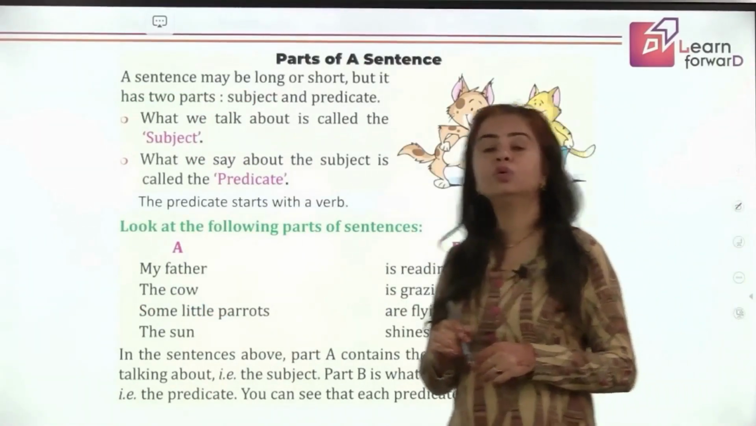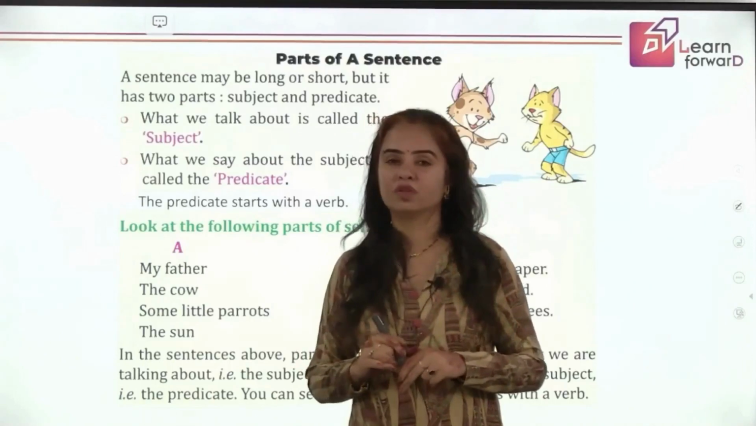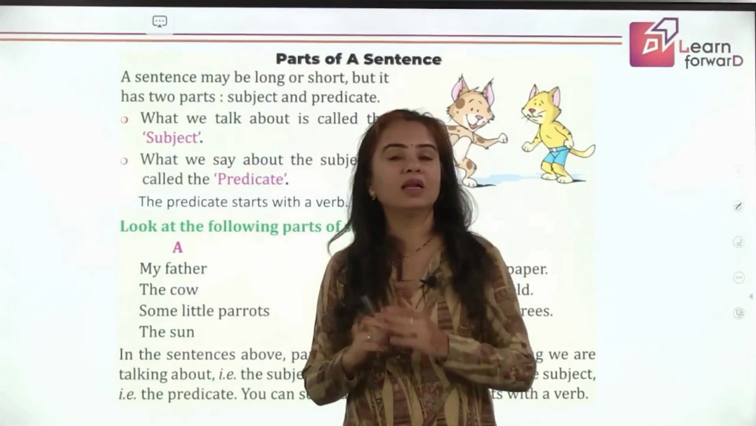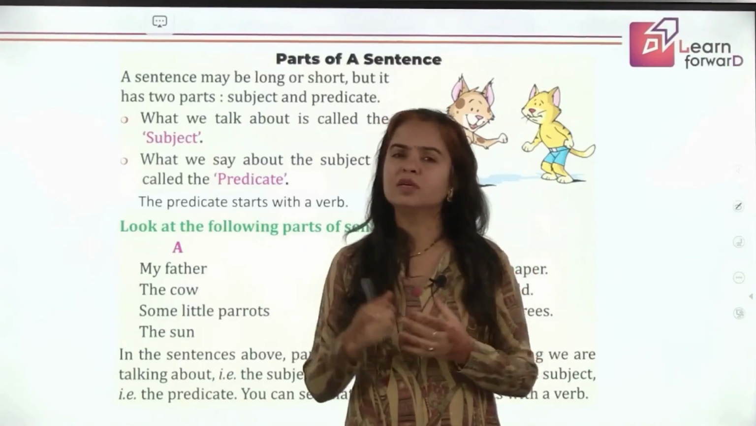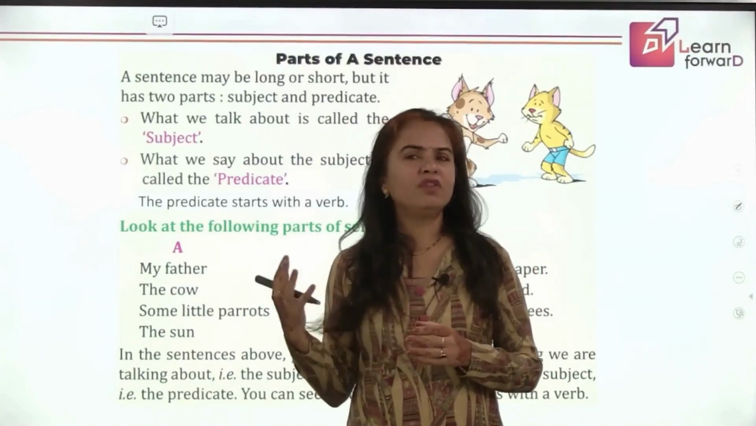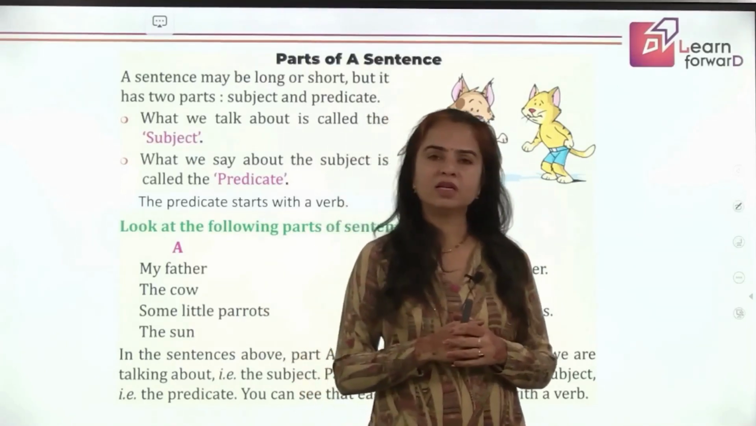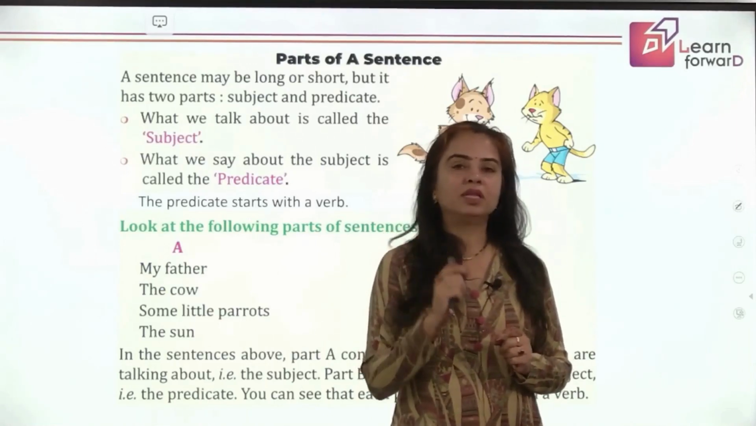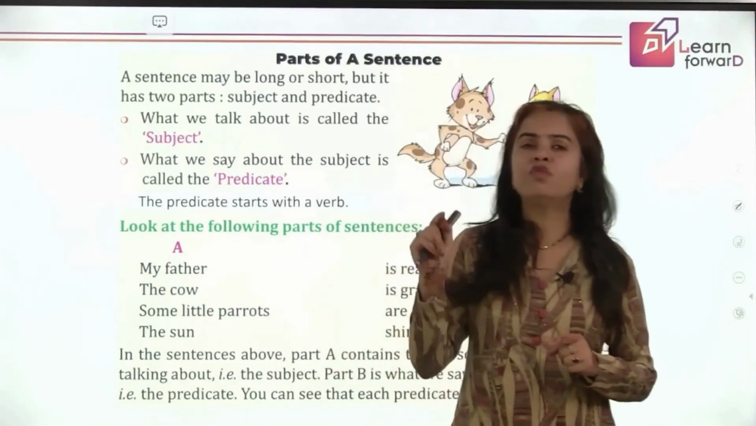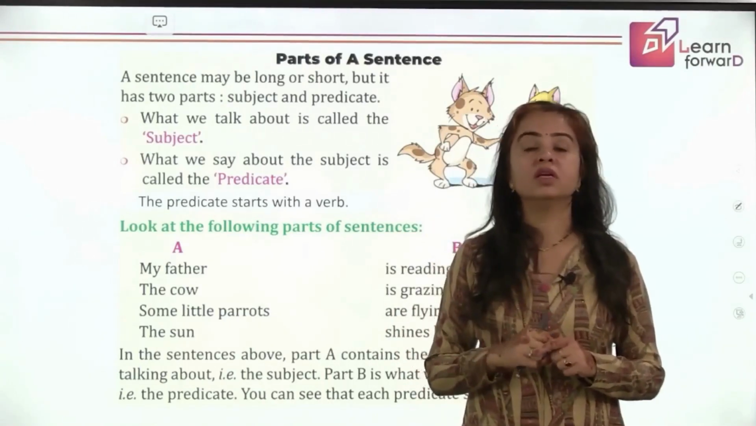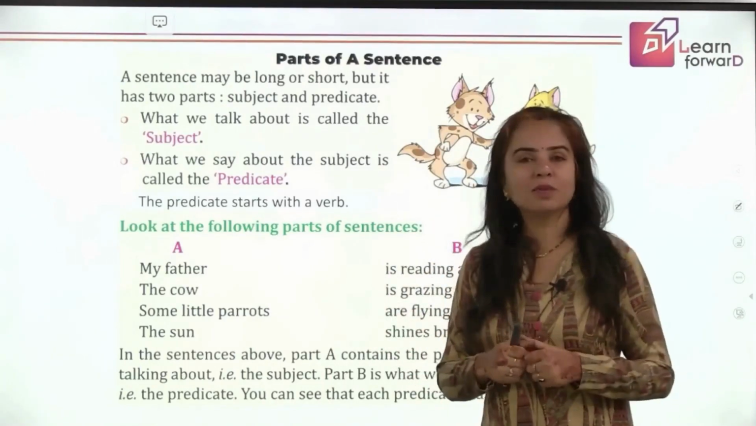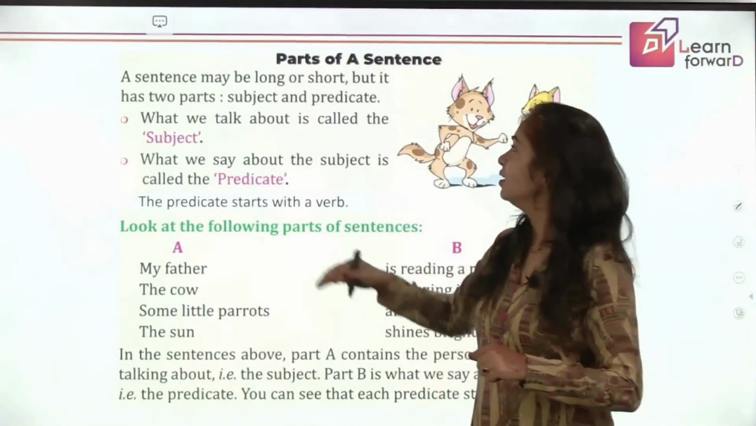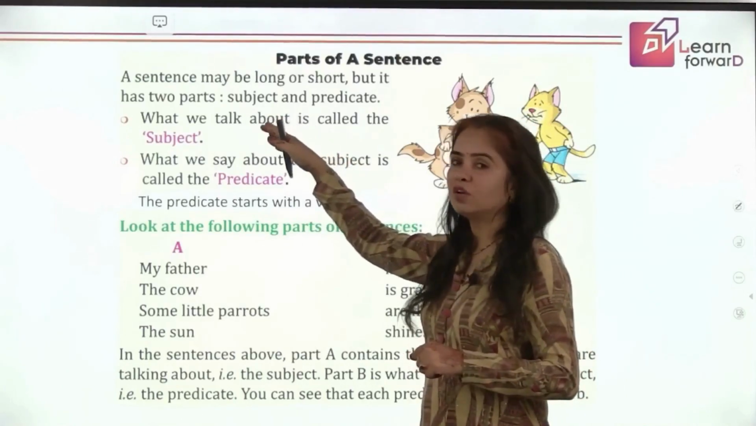Now we must know that there are two main parts of a sentence. The first part is the subject and the second part is the predicate. Now what is subject, what is predicate? Whenever we write, read or speak a sentence, we are talking about something in that sentence, isn't it? So whatever we are talking about in the sentence is called the subject. That means what are we going to talk about here? That is the subject of the sentence.